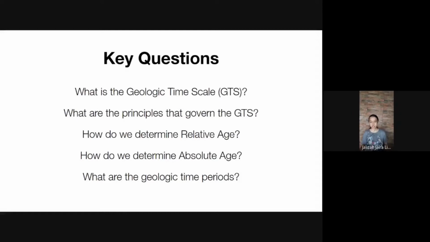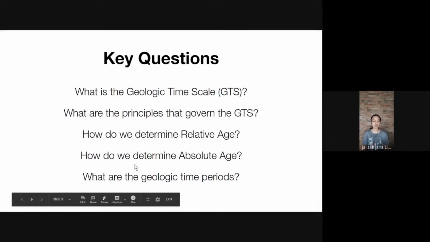Now, these are the key questions that we want to try to understand with this module, and that will actually be focusing on what is the geologic timescale and what are the different principles that govern the GTS. And of course, how do we determine absolute age and what are the different geologic time periods? So those are the ones that we want to focus on for this one.